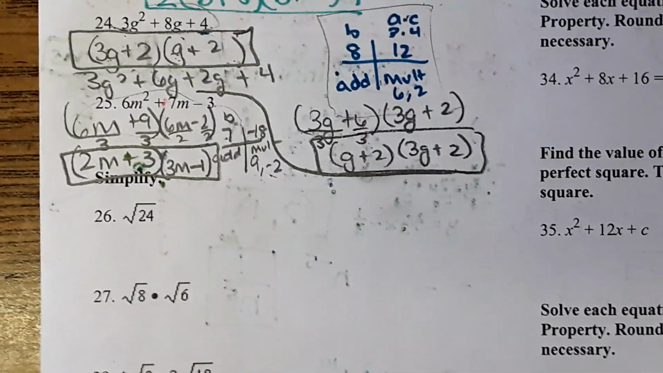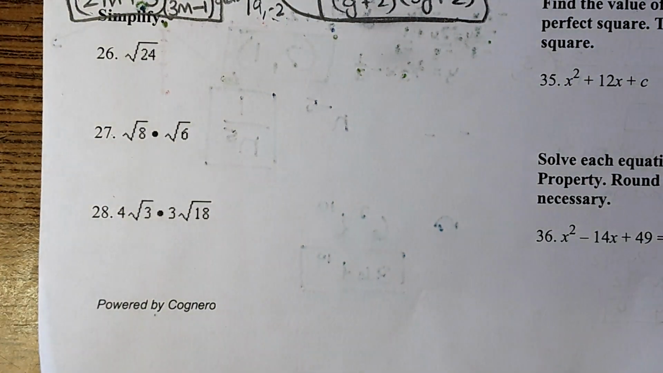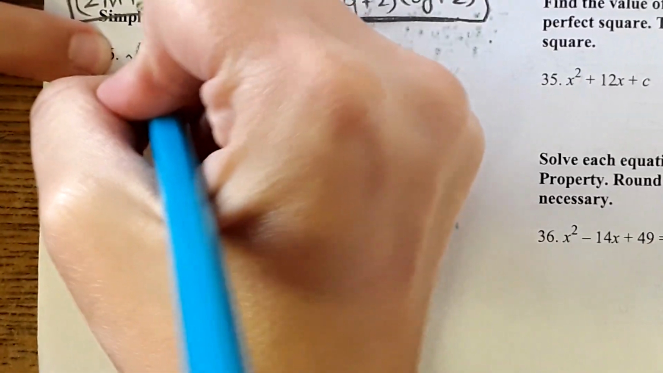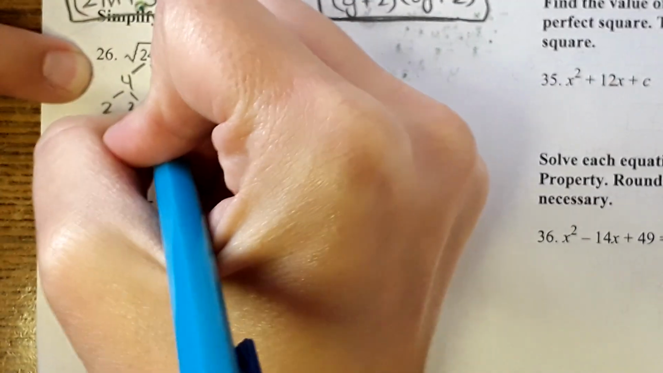Okay, I'll pause. Next type of problem changes. We're simplifying radicals. So for 26, we're going to just break up 24 into its smallest factors. Let's see, 4, 6, 2, 2, 2, 3.